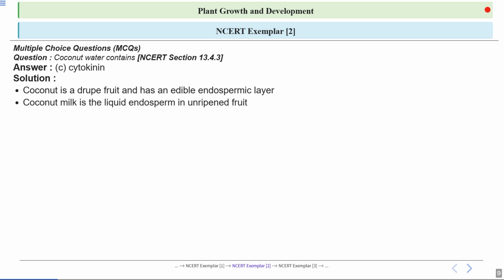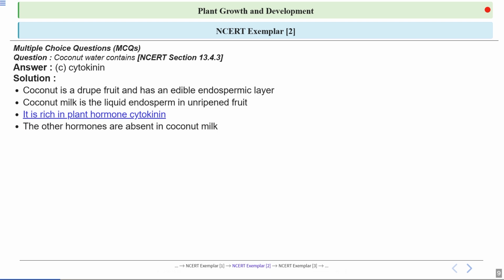Now, coconut milk is the liquid endosperm. This coconut milk is the liquid endosperm that provides the necessary nutrients and hormones for the developing coconut embryo, and that is why it is rich in cytokinin. The presence of cytokinin in the coconut milk is a very significant factor that promotes plant growth. It supports cell division, which is essential for the development of the plant.